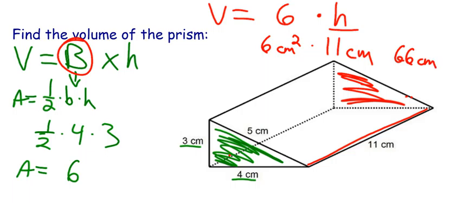And because it's centimeters squared times centimeters, because it's volume, we're going to end up with a cubed unit. And so we have 66 centimeters cubed. So you can see we broke down our base into the formula that fit with the base of the prism, and then we multiplied by the height of the prism to be able to solve this problem.